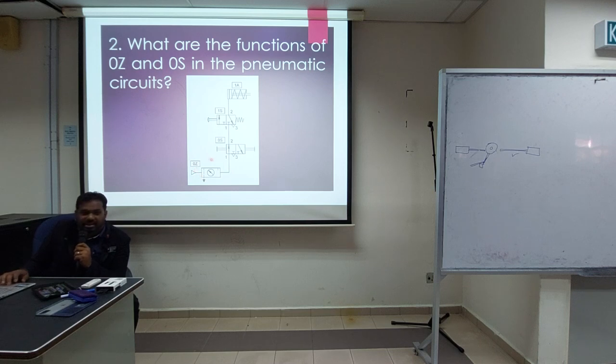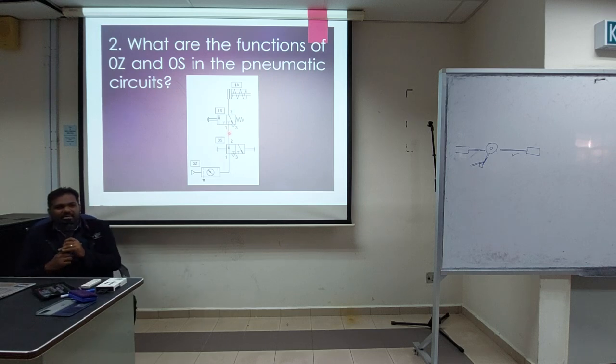So 0Z ni adalah compressor. Okay, ini adalah compressor. Yang 0S ni emergency switch, betul. Okay, so 0Z is your compressor. Compressor sambung dengan your pressure gauge semua lah. Okay, so this is your prepared compressed air. 0S adalah emergency switch. Okay, dalam industri pun ada.